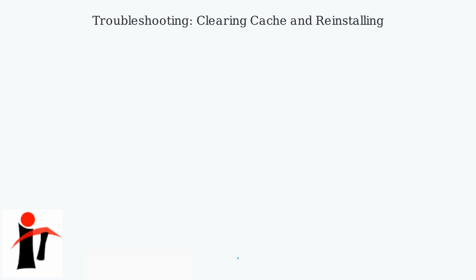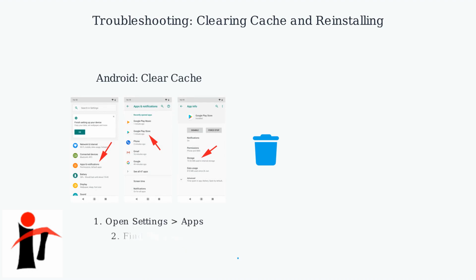If adjusting permissions doesn't resolve the network scanning error, additional troubleshooting steps can help. First, try clearing the Tesla app's cache on Android devices. On Android, navigate to Settings, then Apps, and select the Tesla app. Tap on Storage, then Clear Cache to remove temporary data that might be causing issues.